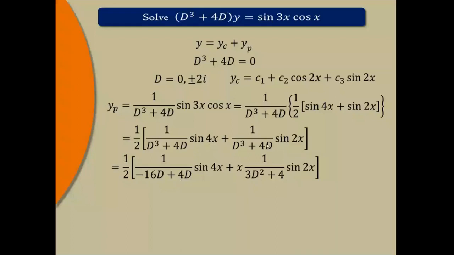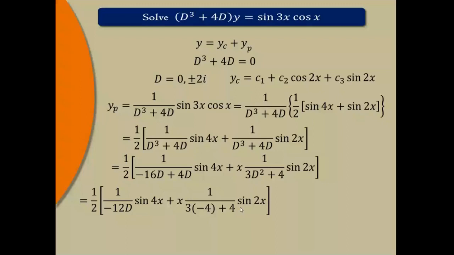The derivative of this term is 3D square plus 4. When we take the derivative and replace D square by minus a square, it becomes 3 into minus 2 square plus 4, which is non-zero. So in that case, we attach one x with it. The first derivative is non-zero, so we attach x. Now simplify it further. Minus 16D plus 4D becomes minus 12D, sine 4x. Replacing D square by minus 2 square, minus 2 square is minus 4, so it is 3 into minus 4 plus 4, sine 2x.